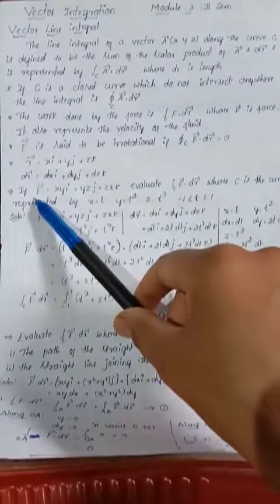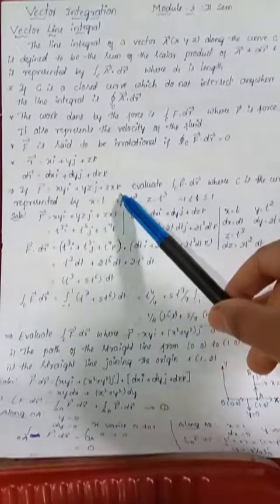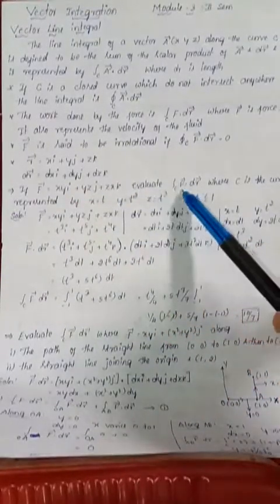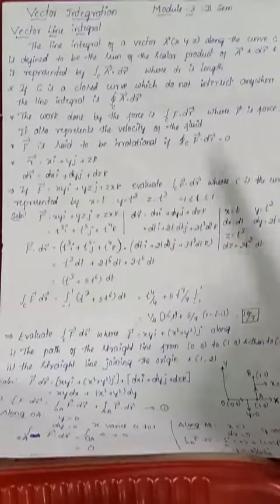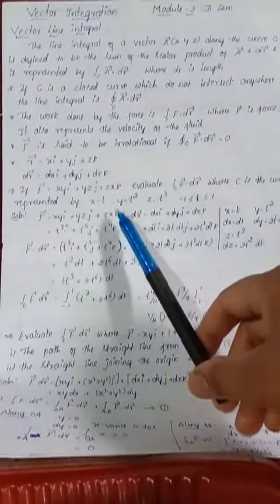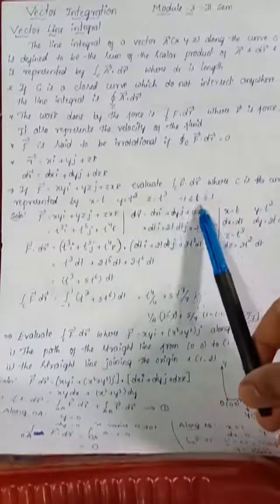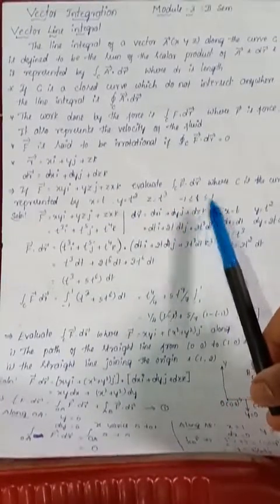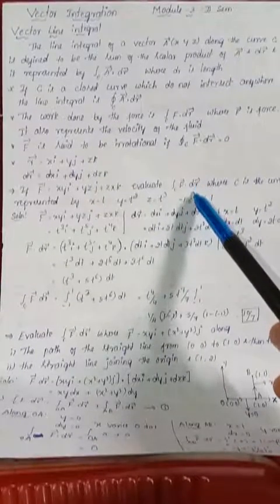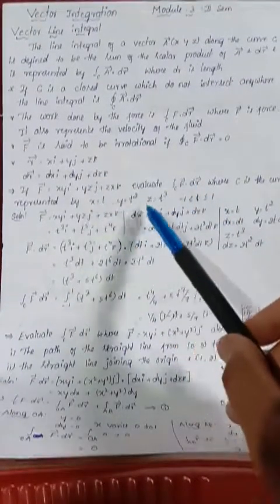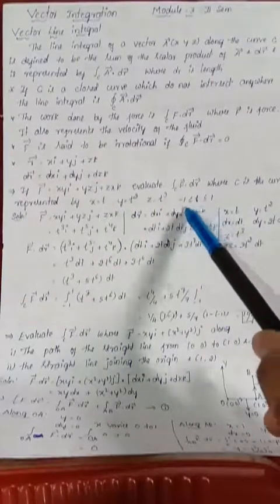Take problem. If F is equal to xy i plus yz j plus zx k, evaluate integral of C F dot dr, where C is the curve represented by x is equal to t, y is equal to t square, z is equal to t cube. t varies from -1 to +1. Here we find integral of F dot dr, right? But x, y, z are in terms of t, and the interval also varies in t only, right?